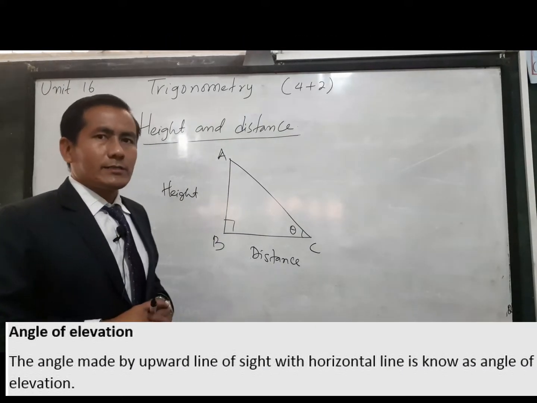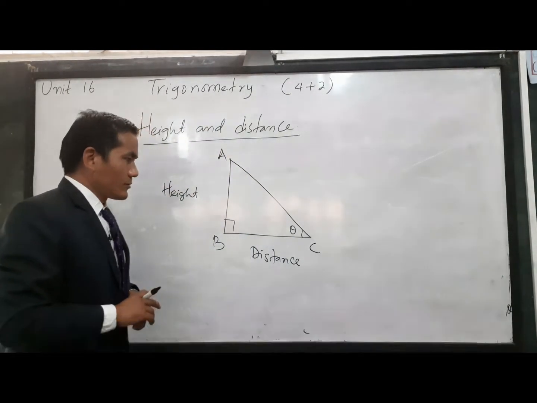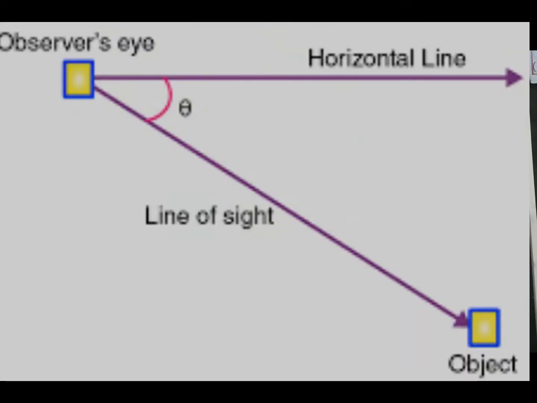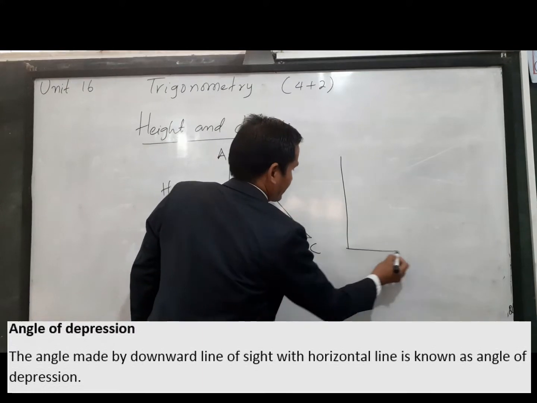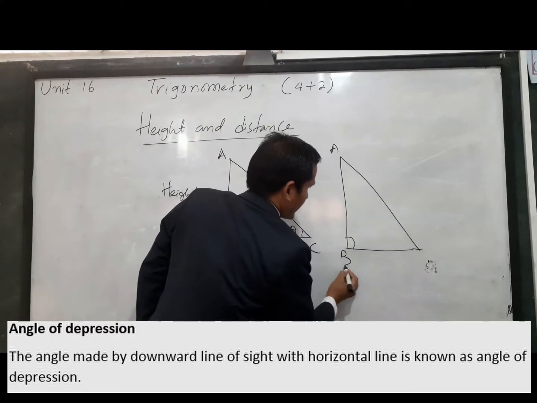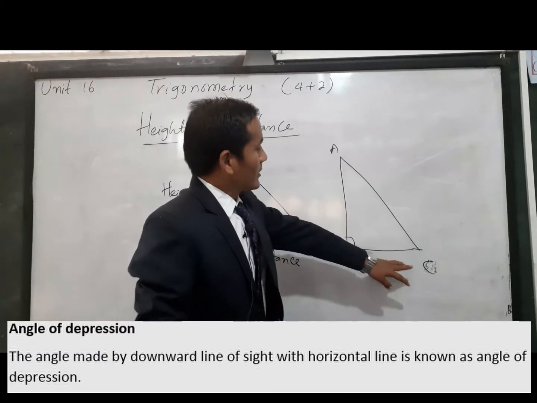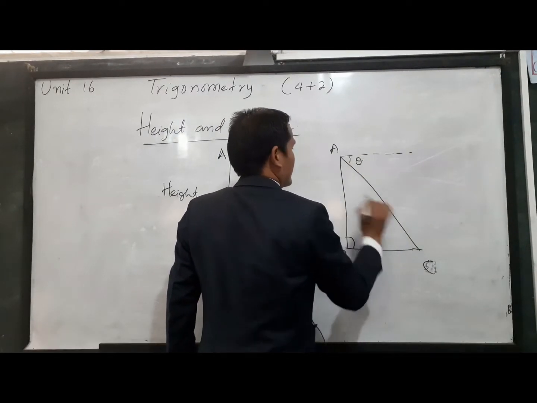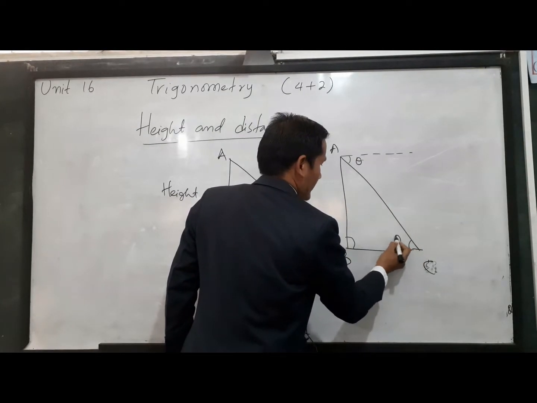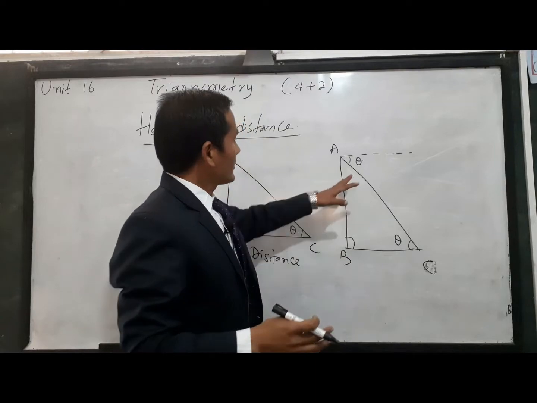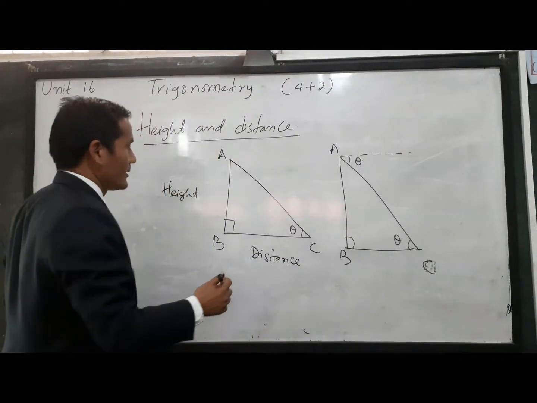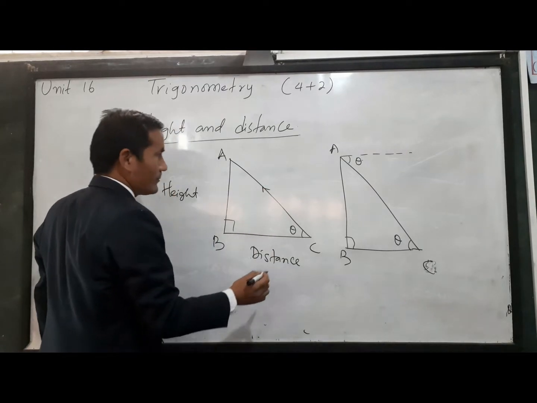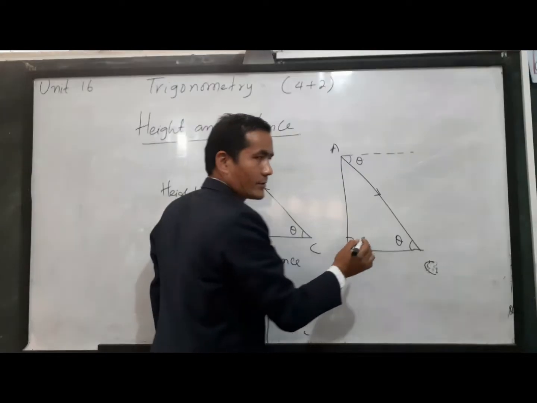Similarly, if you are standing on the top of the building and looking down at any object, the angle of depression will be formed with the line of sight. For example, if you are standing on top at A and looking at the object C, the angle of depression will be formed here, between the horizontal line and the line of sight. Here the angle of elevation will be formed, and here the angle of depression will be formed.